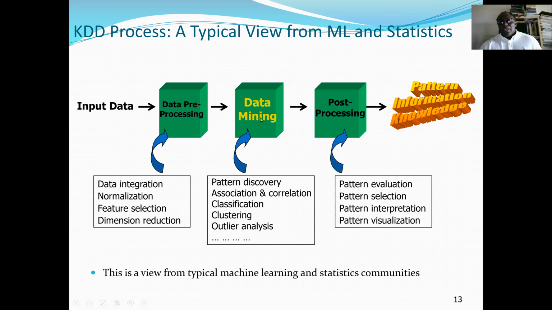Next, we do our data mining. So in data mining, we can do different types of tasks: pattern discovery, association and correlation, classification, clustering, and outlier analysis. Then post-processing. After we get our result, again, we interpret the result. This is where we do the pattern evaluation, pattern selection, pattern interpretation, and also pattern visualization.